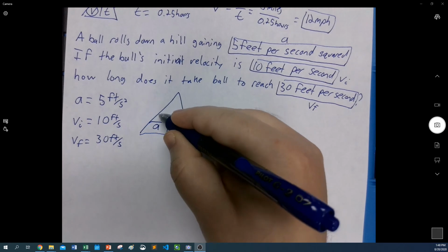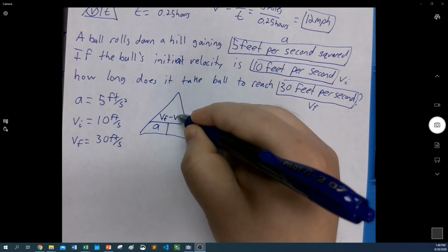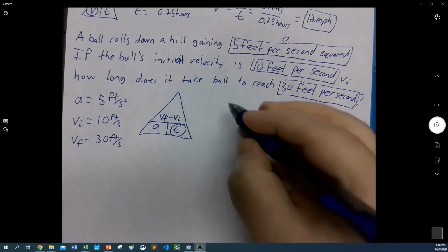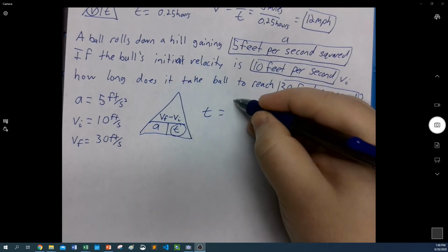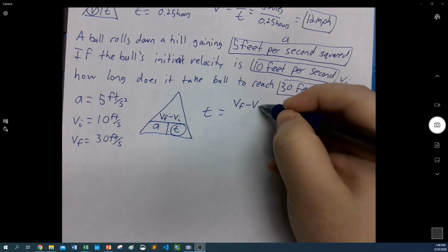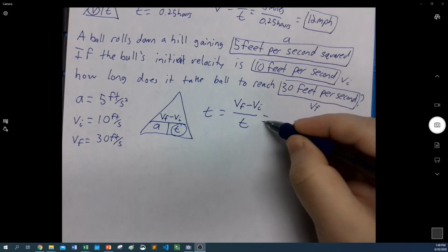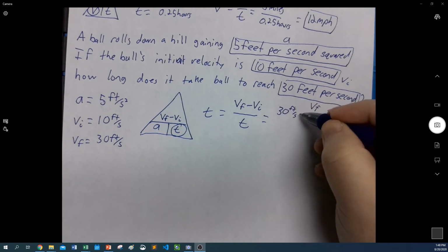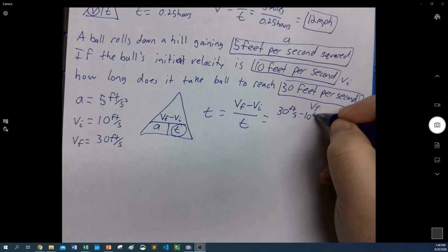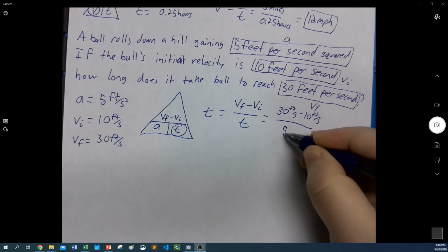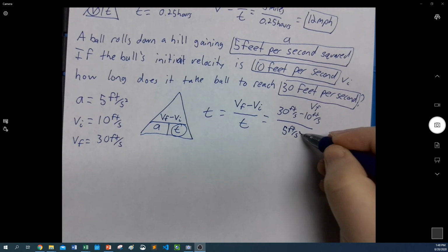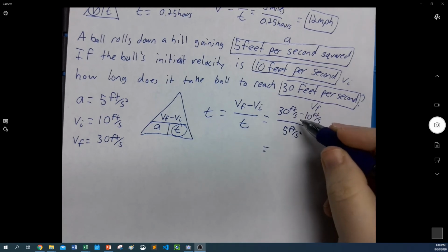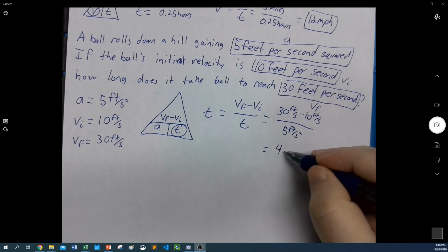So acceleration is equal to final minus initial velocity over time. We're solving for time, so time will be equal to final velocity minus initial velocity over acceleration. So that would equal 30 feet per second minus 10 feet per second divided by 5 feet per second squared. 30 minus 10 is 20. 20 divided by 5 is 4 seconds.